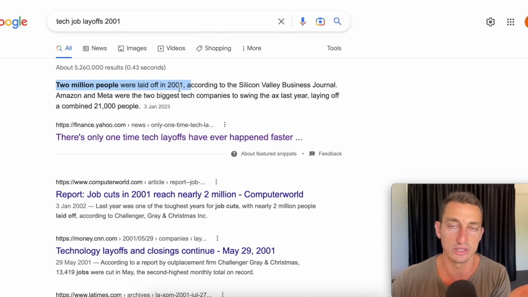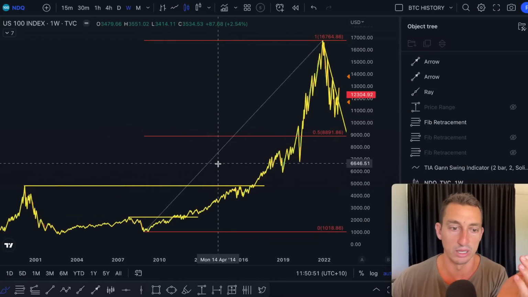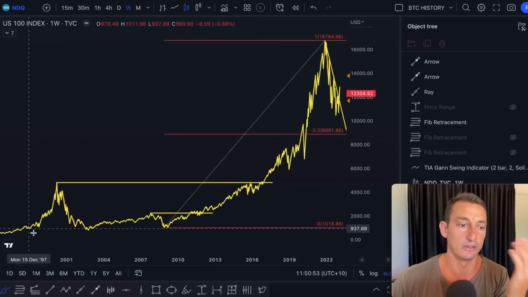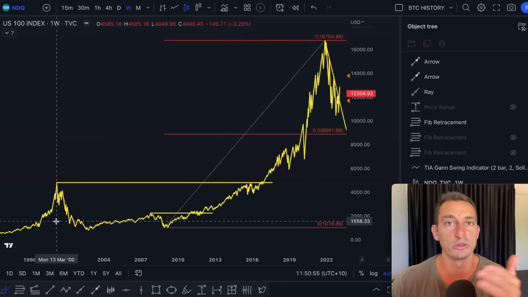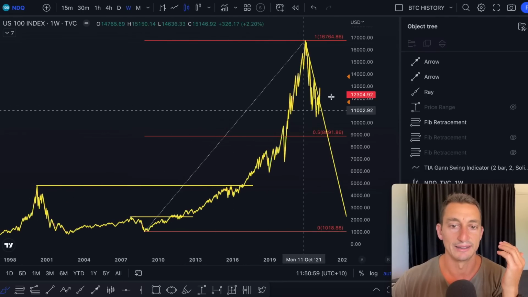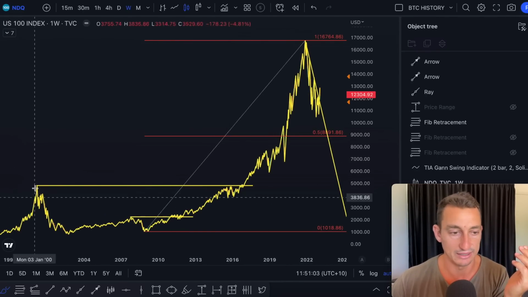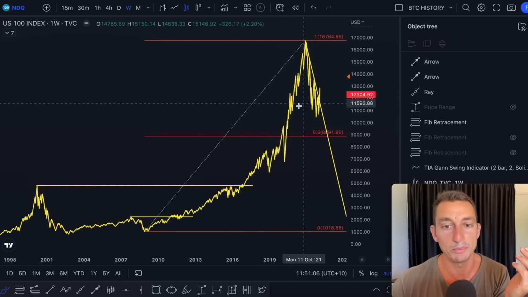And remember, back in 2001, the Nasdaq was also much, much smaller. So there was less people in that sector, less people that have been trained up. So 2 million was a much bigger percentage of the overall market itself. So now we have less people being laid off, 1/10 of what would happen back there. And the market is essentially triple the size.